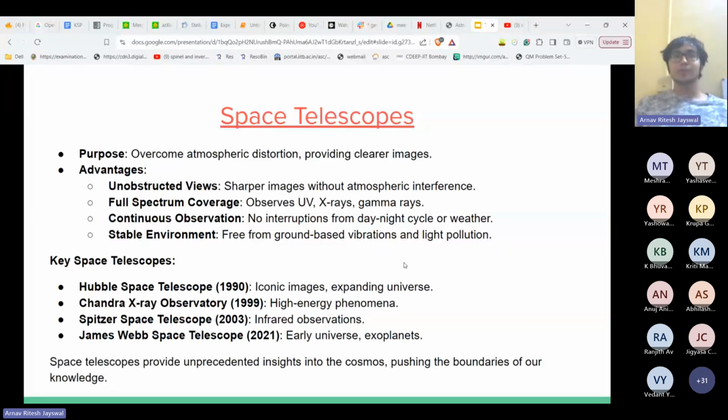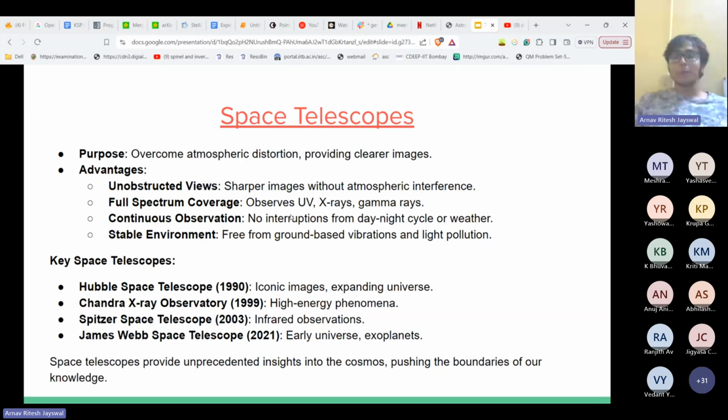So space telescopes are placed in space, obviously, but they're placed in space because they need to overcome atmospheric distortion, and they need to provide clearer images of the star. Because on the ground, there's a lot of light pollution, the atmosphere diffracts a lot of light, and basically you don't have very clean data when you're on the ground. So the view is very obstructed. But in space, if you place telescopes, you get really sharp images without any atmospheric interference.